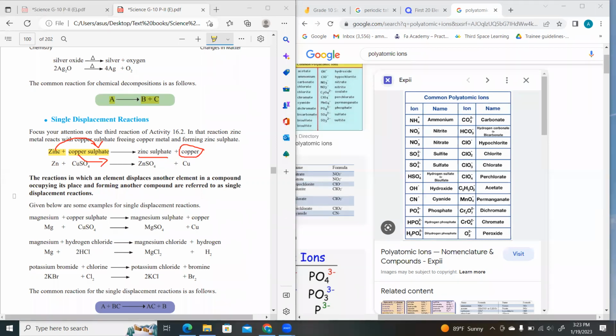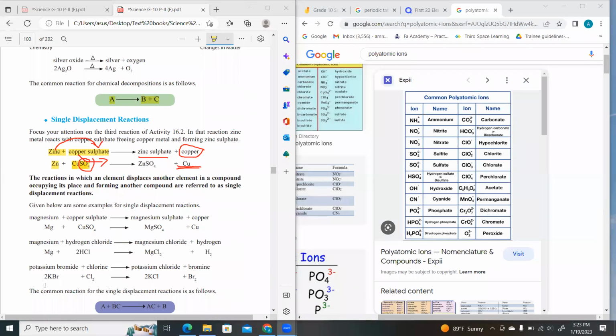You can see here, zinc will be picking not copper. It will be picking sulfate as the partner. Out of this copper sulfate, only sulfate as the partner, and copper is alone over here. So when it is kicking out one substance, we call it a single displacement reaction, right?